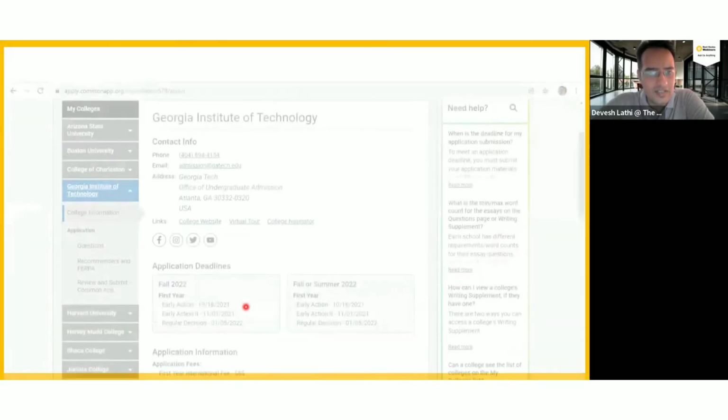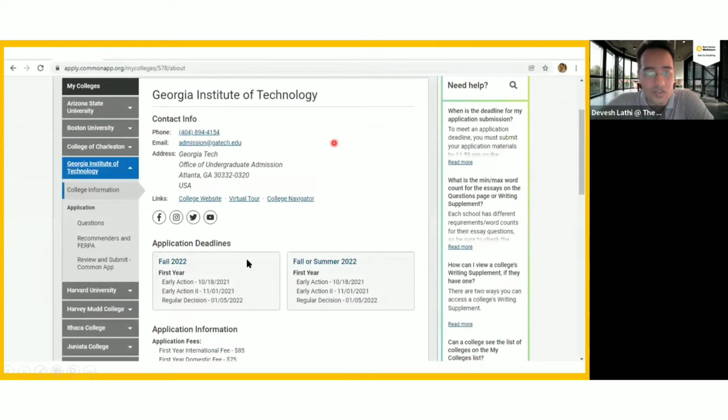Let's check another case. Let's see the case of Georgia Tech. Now, Georgia Tech, again, it has EA1, EA2, and regular decision deadline. Now, EA1, when you see the fine print, this deadline is available only to the state of Georgia residents, and the EA2 deadline, which is on 1st of November 2021, is open to everyone across the world. So EA1 or the regular EA deadline is available only to Georgia residents. EA2 deadline is open for everyone, and then the regular decision deadline is 5th of January 2022.